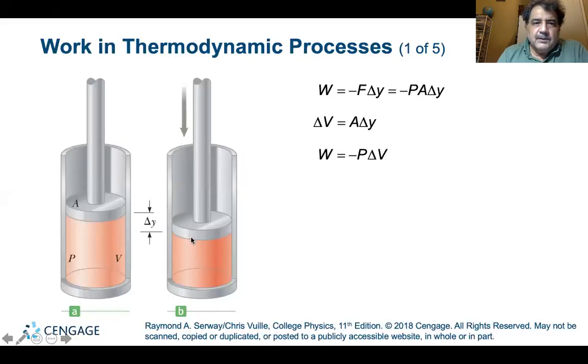So let's look here. Work in thermodynamic processes. If you recall, work is equal to force times distance. Here, W is equal to minus F delta Y. Well, the force is equal to the pressure times the area. So work is equal to minus PA delta Y. And the volume, delta V, is equal to A delta Y. So work is equal to minus pressure times delta V.